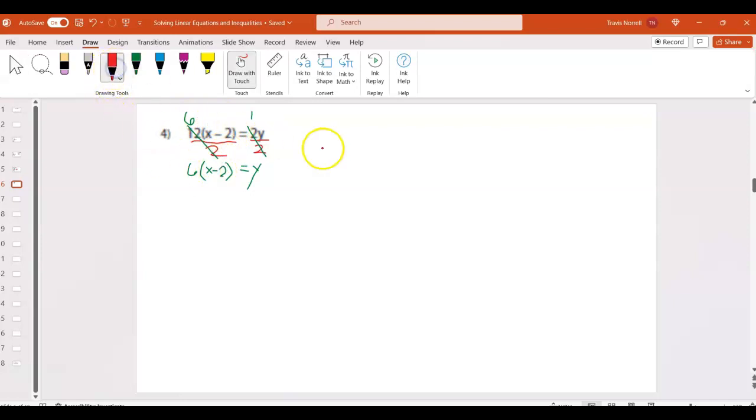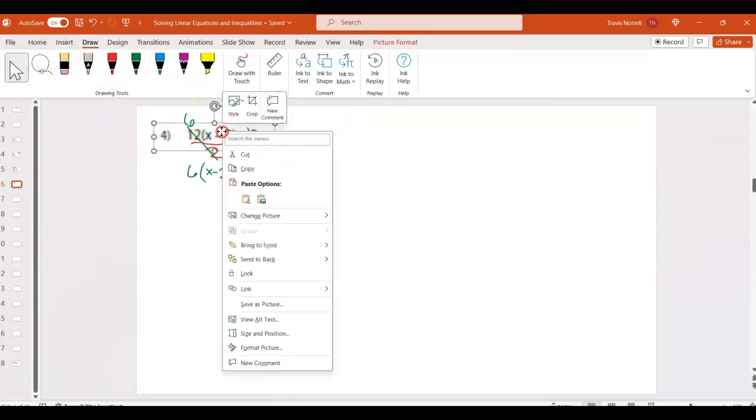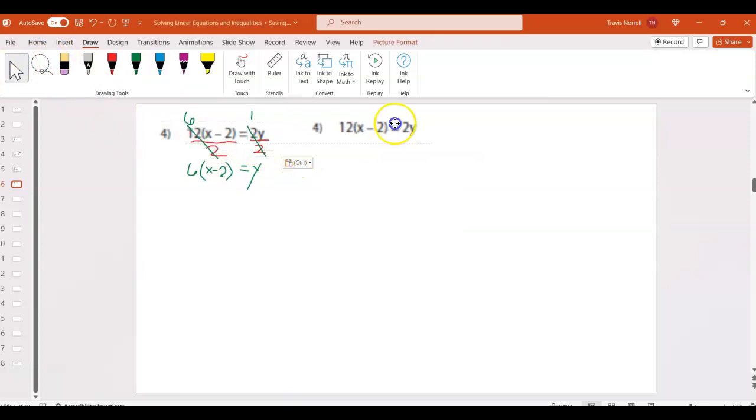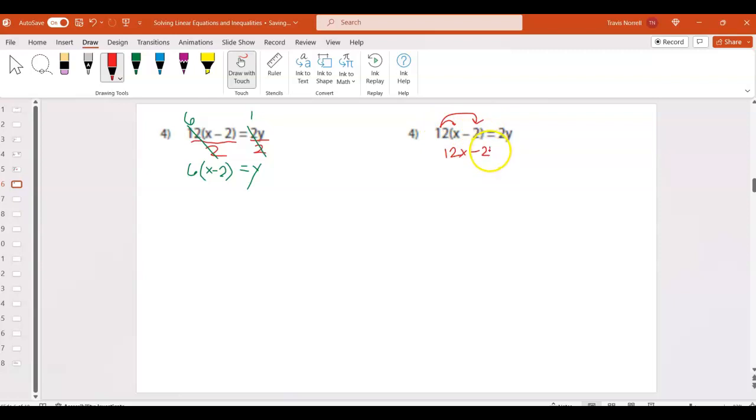And I can show you what that looks like if you wanted to distribute first. Let's say we went ahead and distributed first. We did 12 times x was 12x, and 12 times negative 2 was negative 24, and that was 2y.